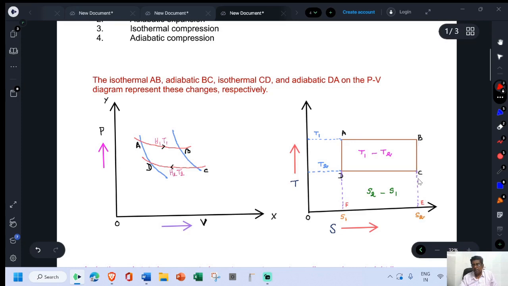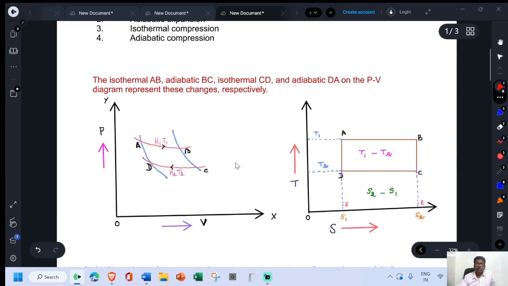See the adiabatic B to C. The value of entropy is S2. Throughout this line, entropy is a constant. Then, if you consider the line DA, the entropy value is S1. In the case of isothermal expansion process AB, the entropy is increased from S1 to S2. CD line represents isothermal compression. Here the entropy is decreased from S2 to S1. So the entire Carnot cycle operation is represented by this rectangle ABCD.